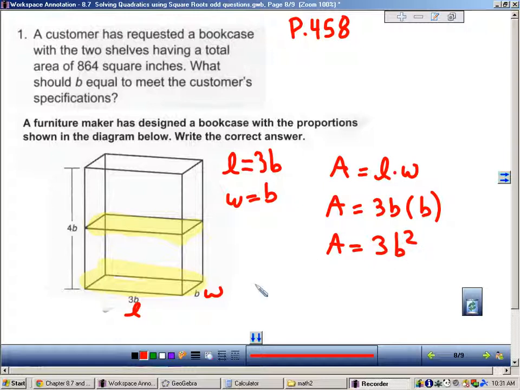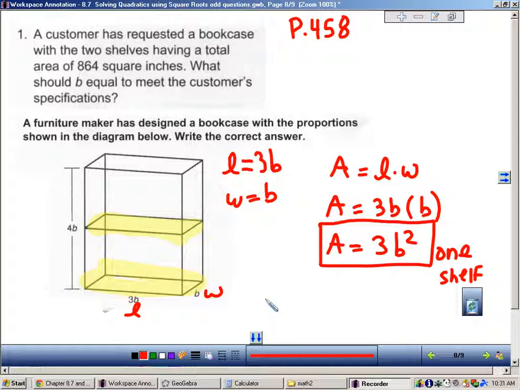Now, the total area, here's the key, the total area of the two shelves is 864 square inches. Well, each shelf is congruent to one another. They're the same shape, same size, same area. So what you end up doing is this. You end up saying, hey, this is the area of one shelf, right? And so two shelves would be either you multiply by 2 or just add twice, right? So two shelves would be 6B squared, right? You double it.